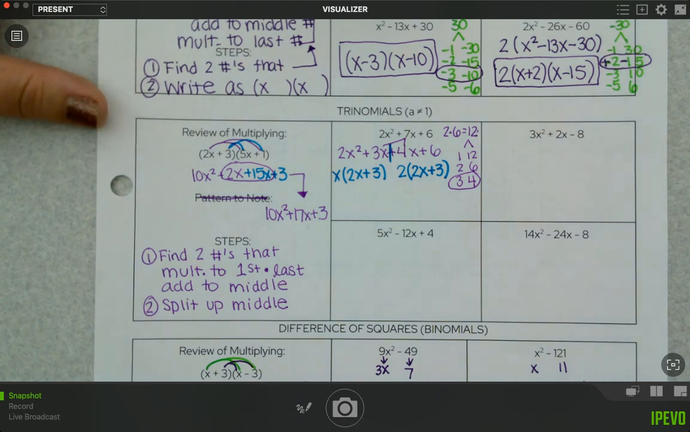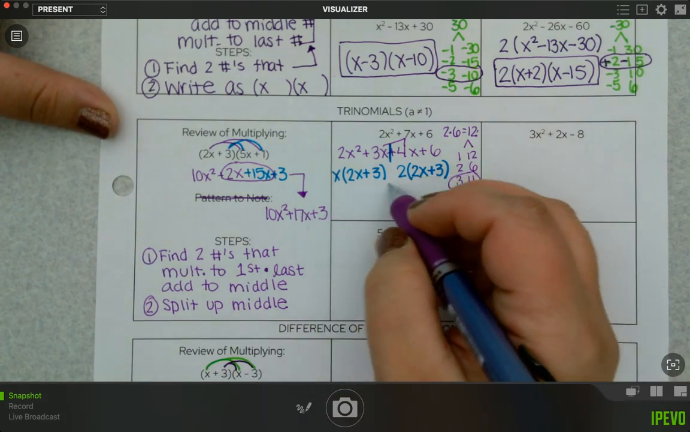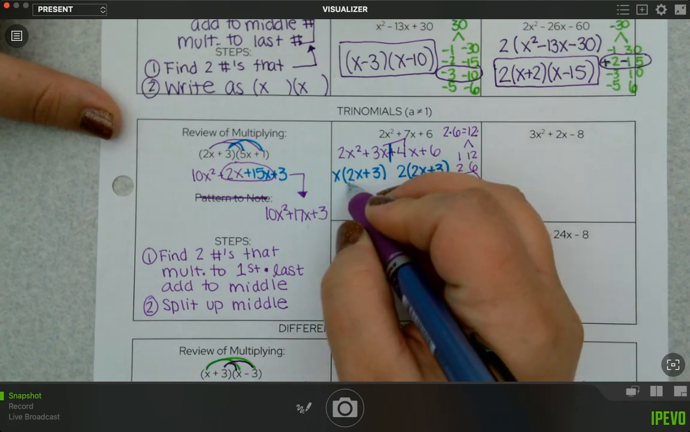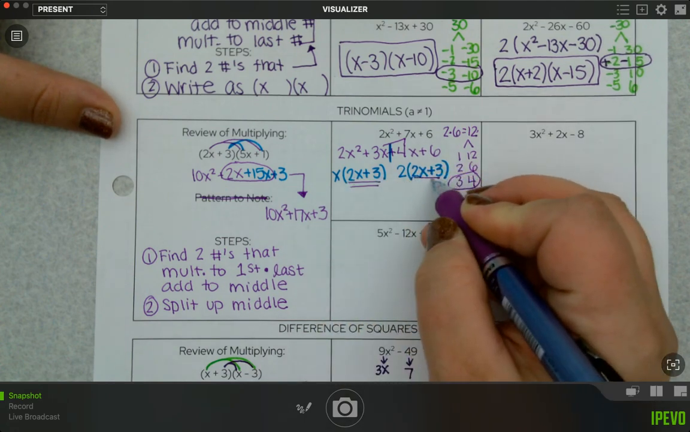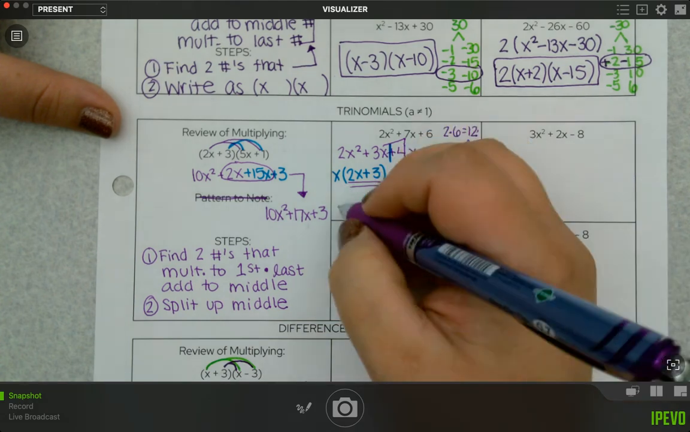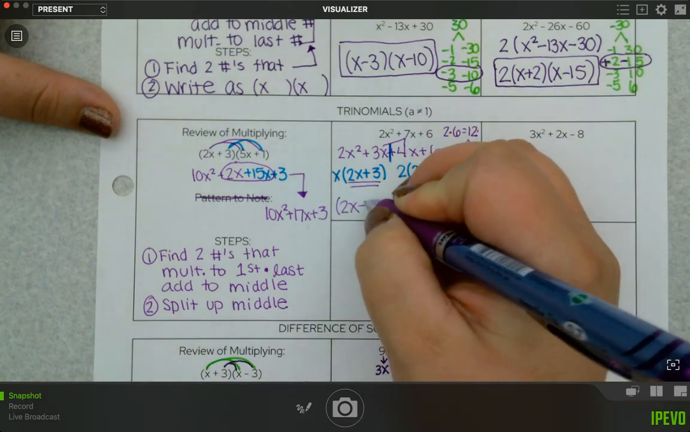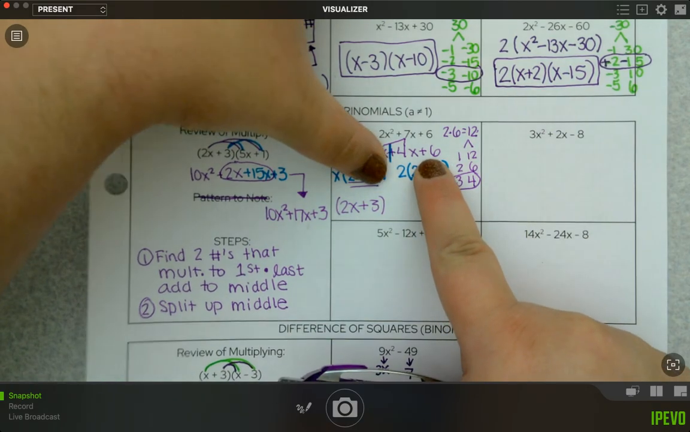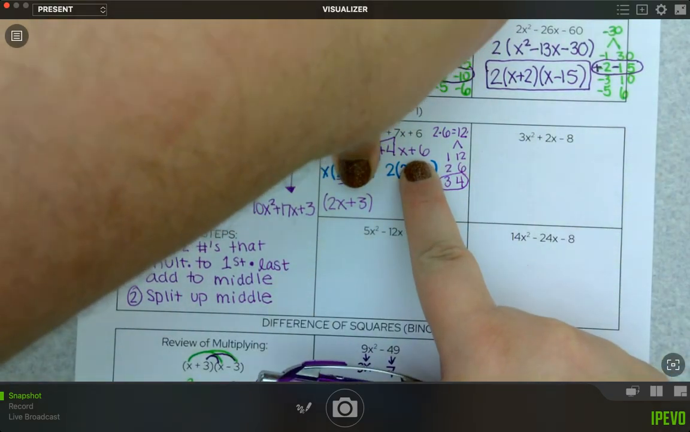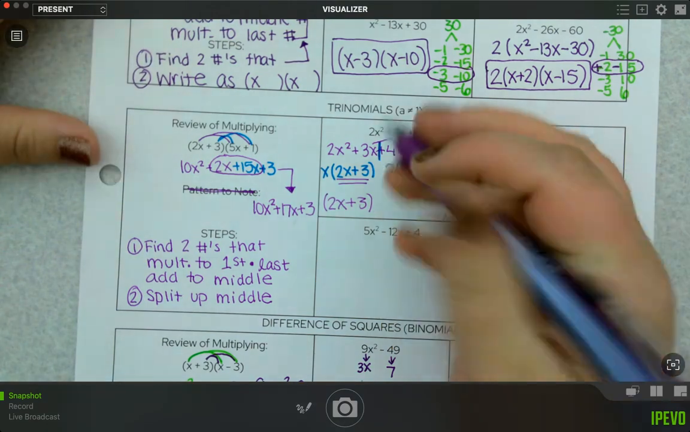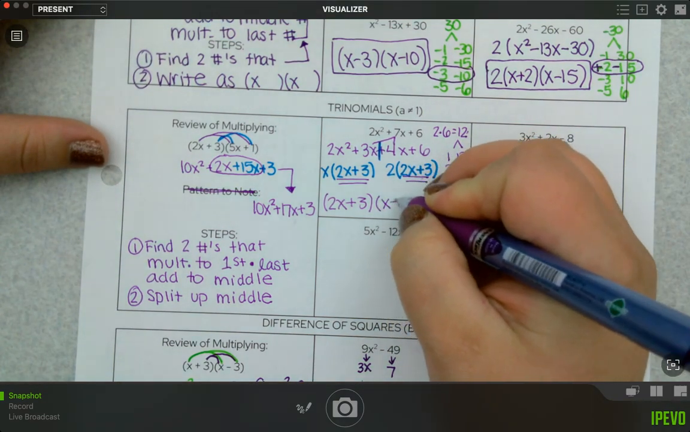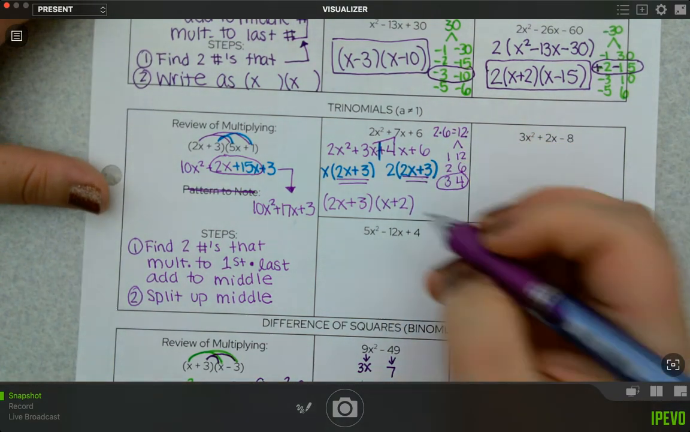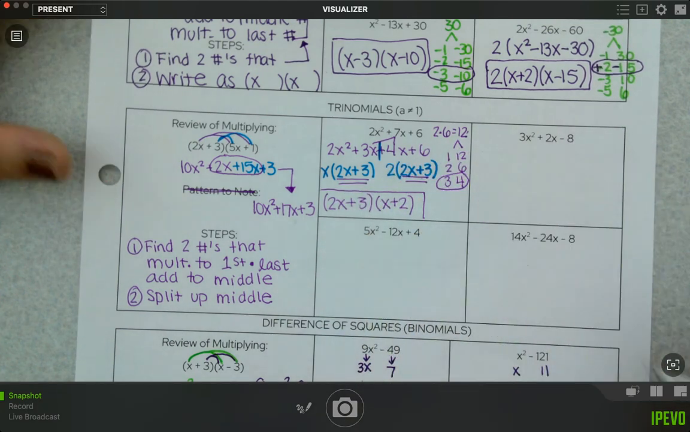Then, if we look across this whole problem, we have a greatest common factor of 2x plus 3. So now that's going to go in front. And if I put that out front, these two sort of go away, and I have x and 2 left. So I'm going to put x plus 2 in the other parentheses. Just like that.